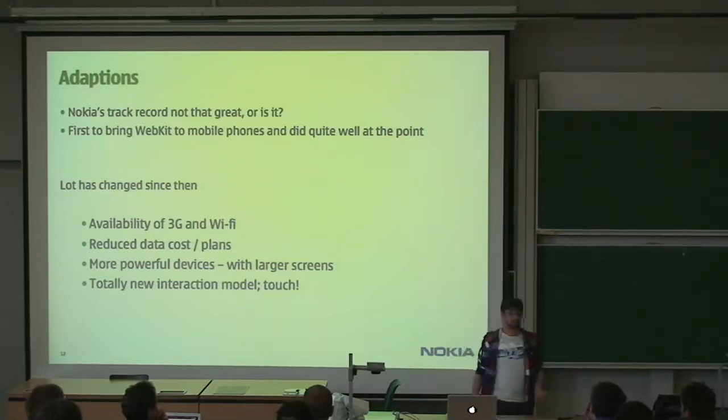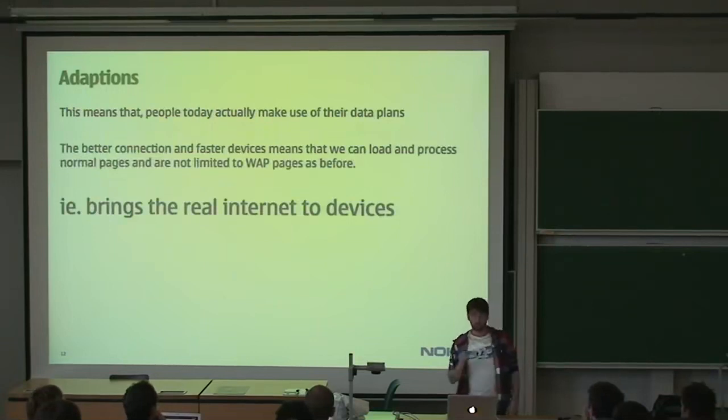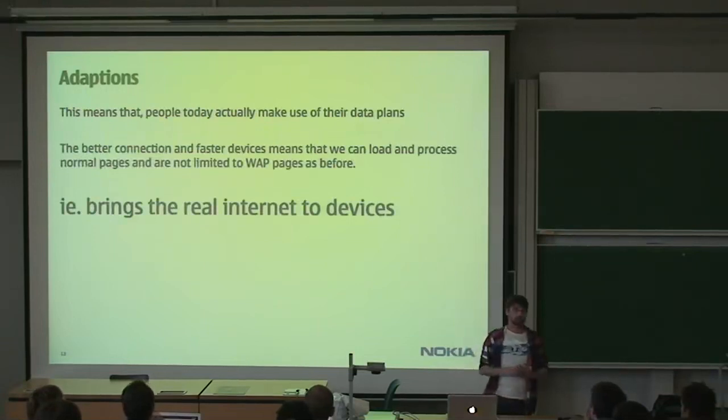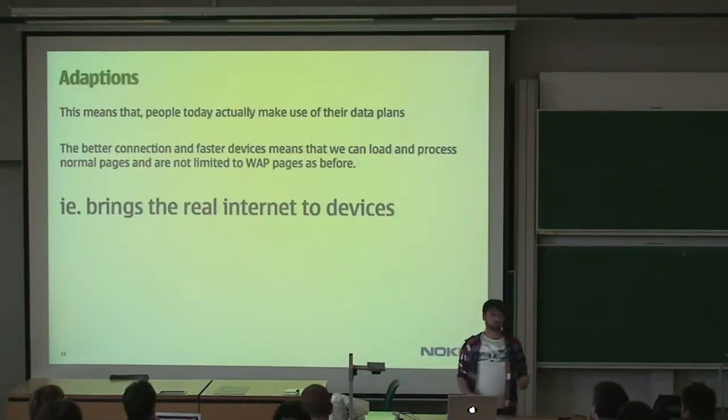Today we have nice data plans, we have larger mobile screens, we have a different way of interacting with the content using touch, using your fingers, and we have more powerful devices. So this means that today it's possible to actually bring the real internet to mobile devices. You have more screen real estate and you have more powerful processors. So you can actually load these real pages and process them and show the content to the user.